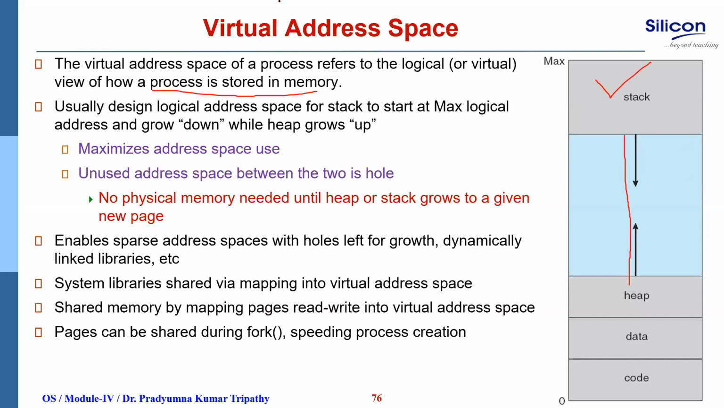Usually we design the logical address space for the stack to start at the max logical address. So from here the stack grows down the logical address space, while the heap area grows up. You can see this arrow. The heap memory area goes up, while the stack grows in the downward direction.